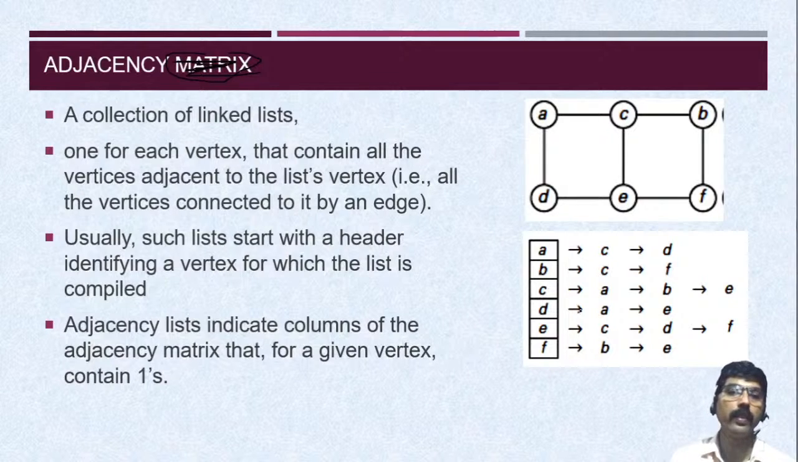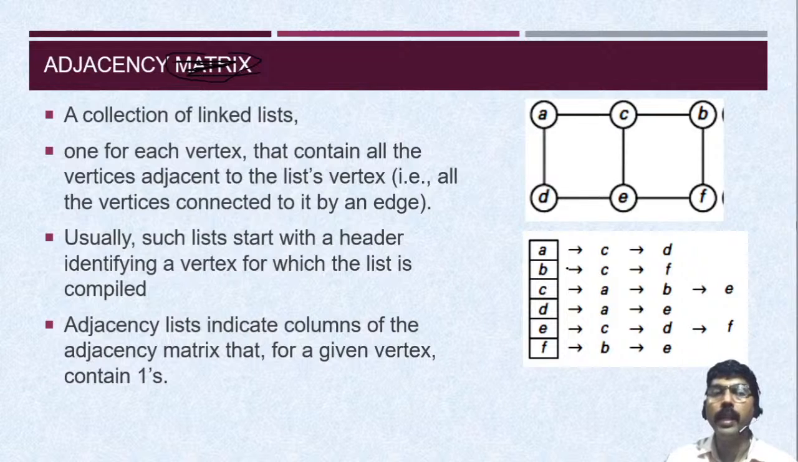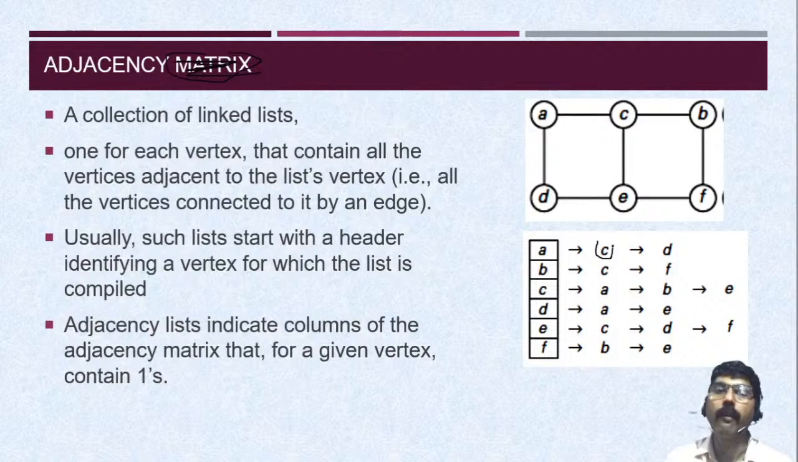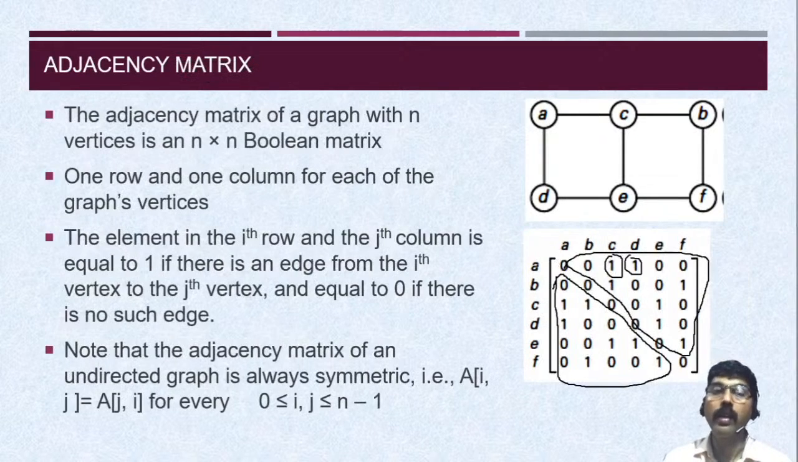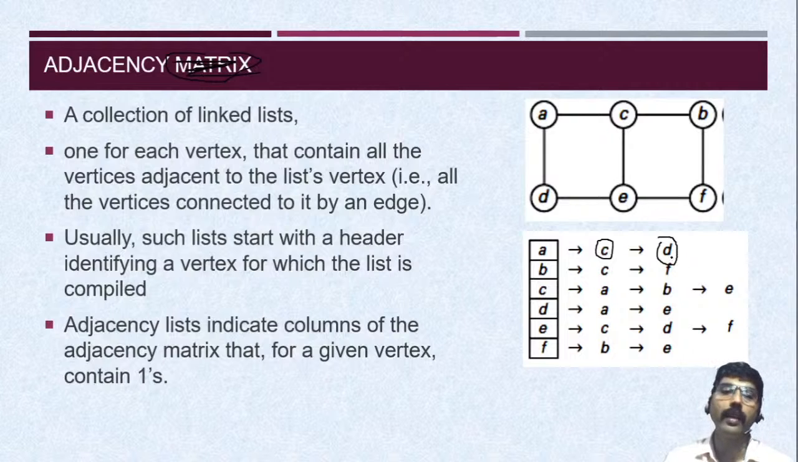If you see properly, the matrix format and the list format have no difference. Wherever there is a 1 in the matrix, it is an element of the linked list. For example, see A here, A 1 is there, that is C, 1 is there here, that is D. So the linked list also has C and D.